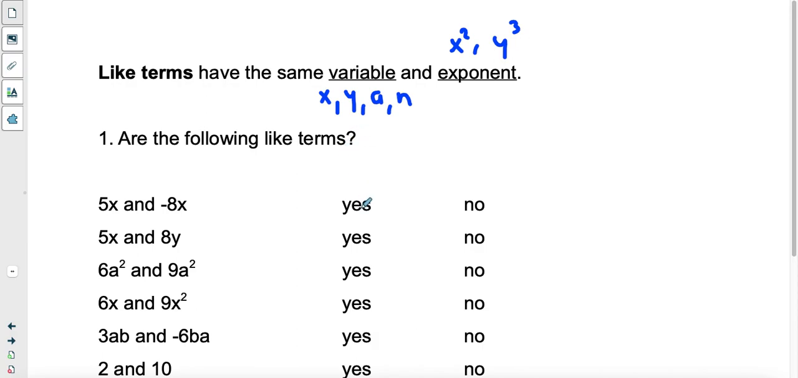The first example here, we want to identify the following like terms. We start with 5x and negative 8x. Well, 5x and negative 8x are going to be like terms, because both of them just have an x, right? So they have the same variable. They're also going to have the same exponent, because x is just the same thing as x to the power 1, right? So they both have the same exponent.